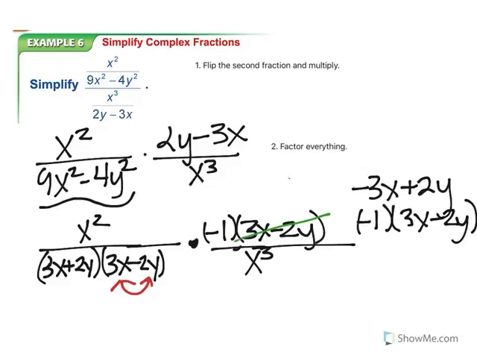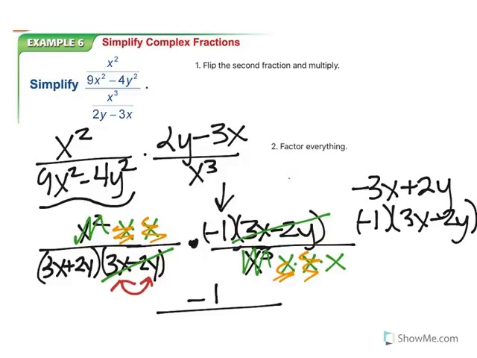Now I can find factors to eliminate. So we have the 3x minus 2y, 3x minus 2y. So we have 2 x's that cancel with 2 x's. So what we have left on top is a negative 1 over, and what's left on the bottom is 3x plus 2y. And that's your answer.